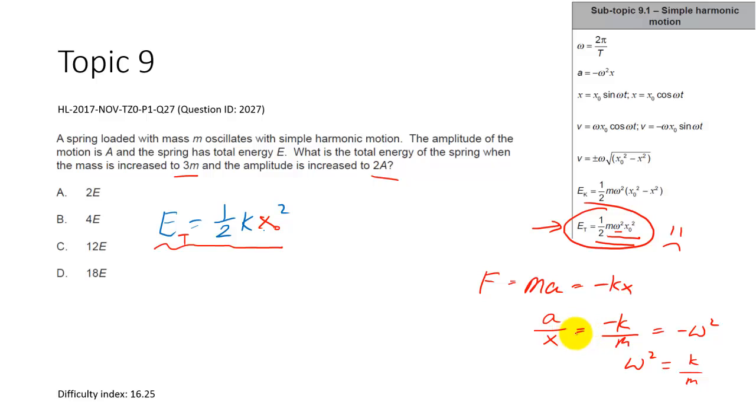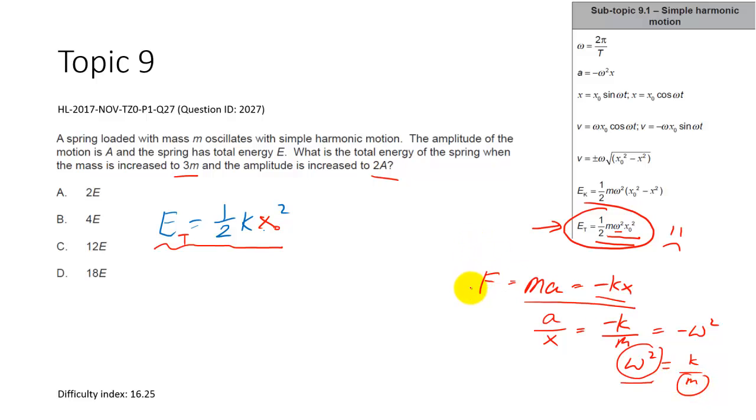So what you can do is try to derive the equation again by using F equals ma equal to the tension kx. You can get omega squared equal to k over m. And so in this case, you can see the relationship between omega and m.